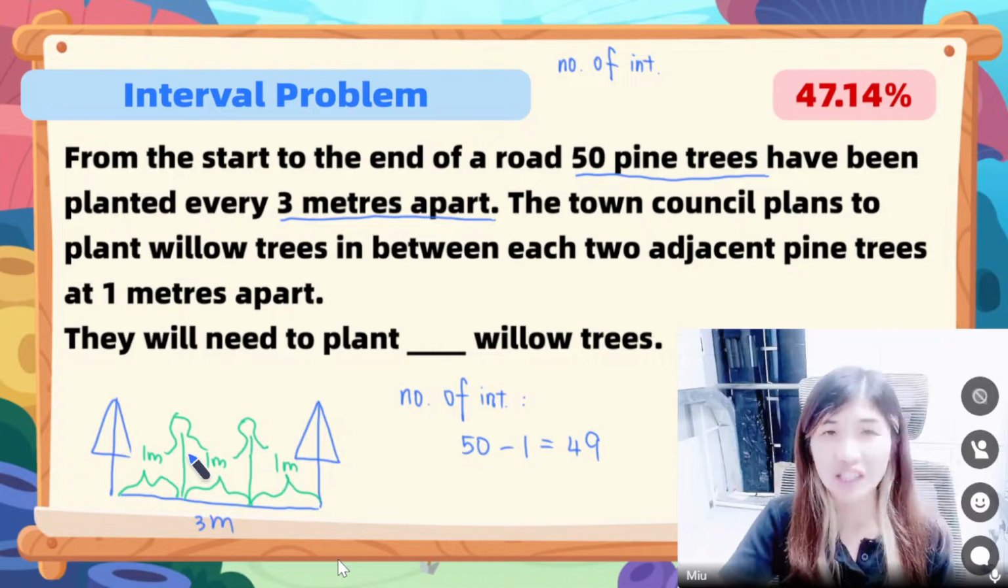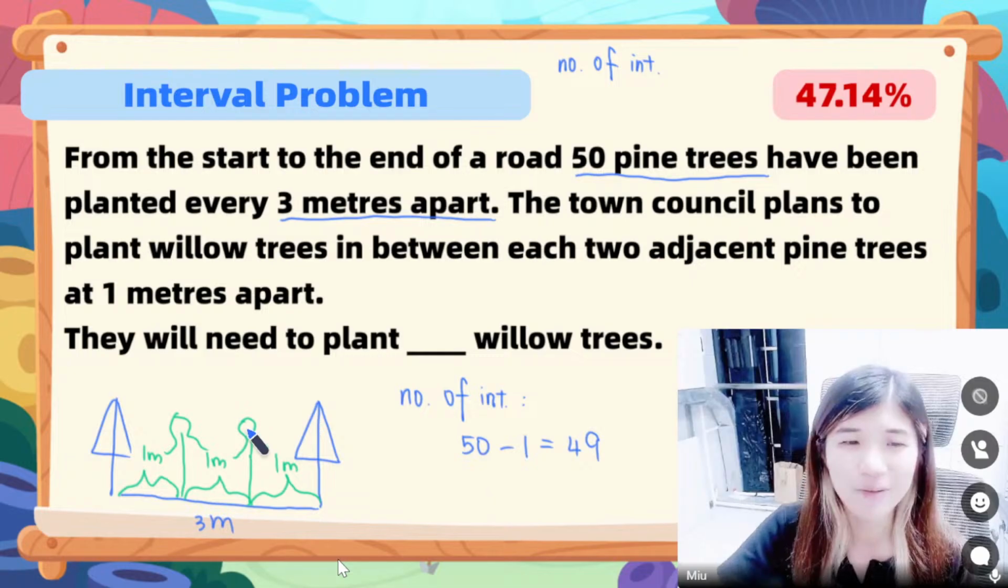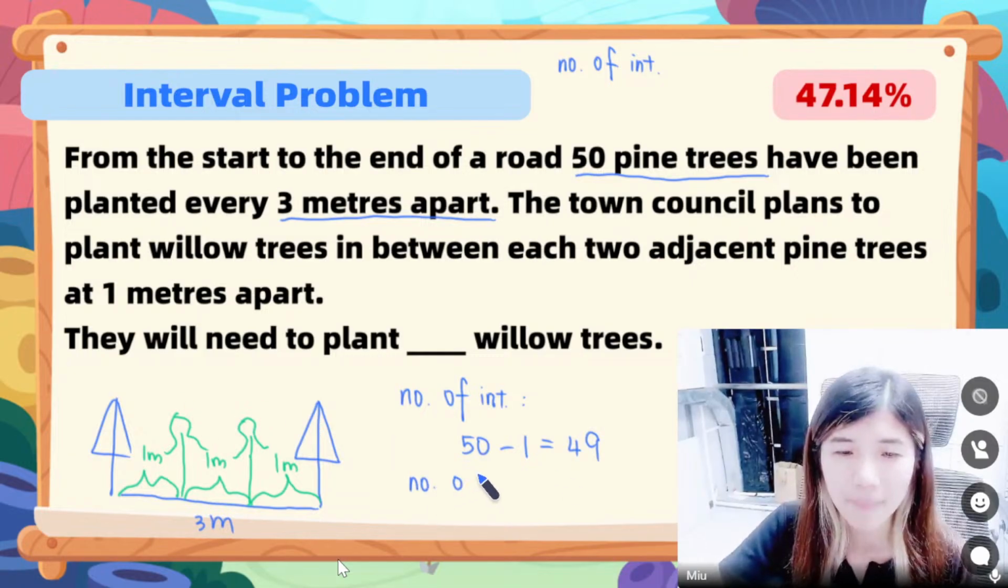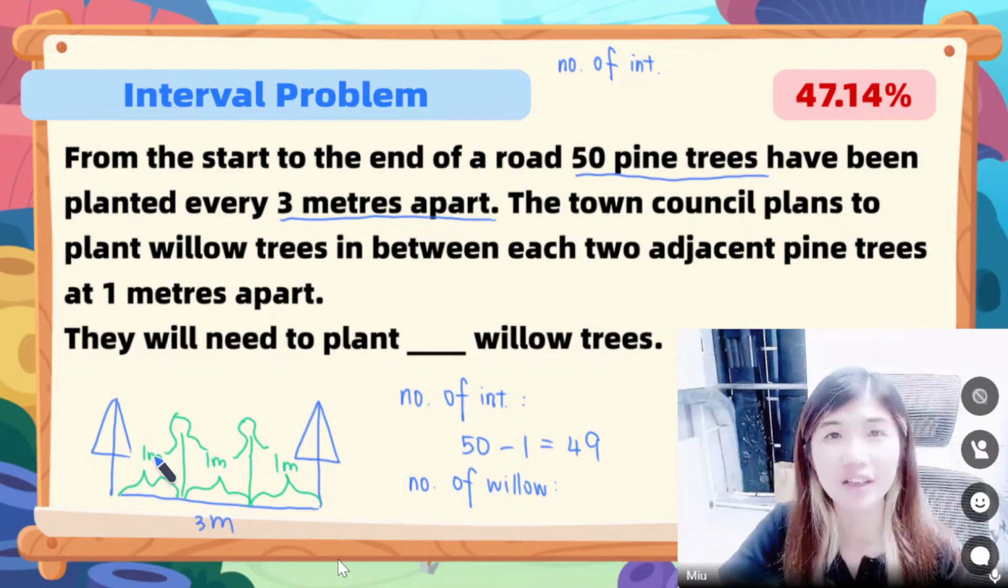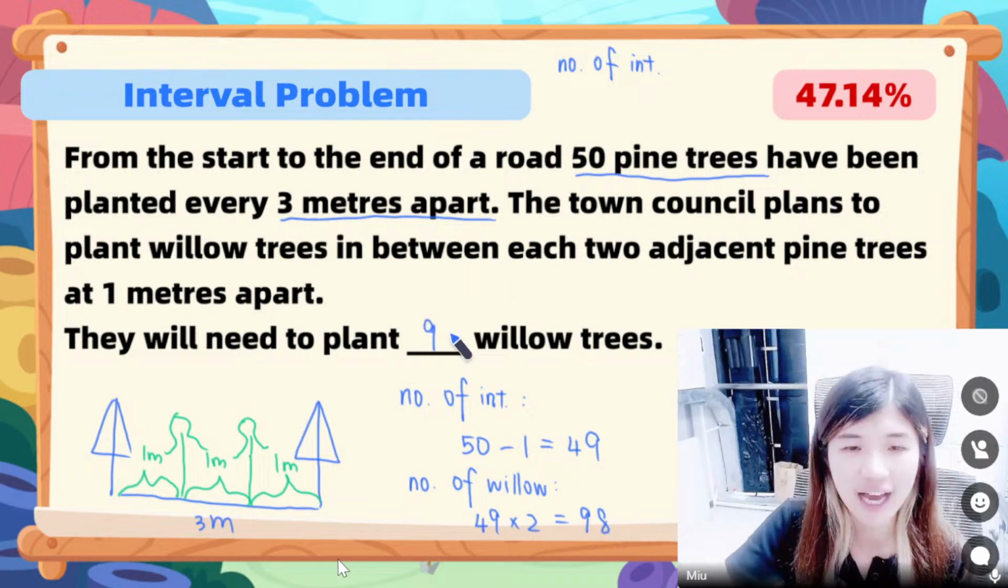In each of the intervals, how many willow trees will you plant? I plant 2 willow trees. So the number of willow trees will be 2 in an interval, 2 in an interval, 2 in an interval. So it's supposed to be 49 times 2, which is 98. That's how we get to the answer, 98 willow trees.